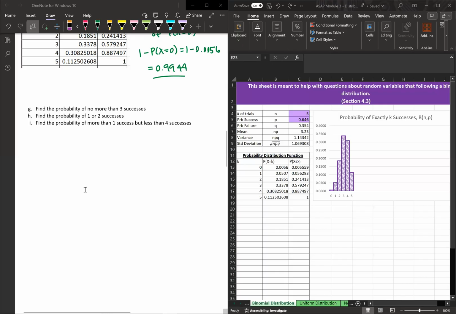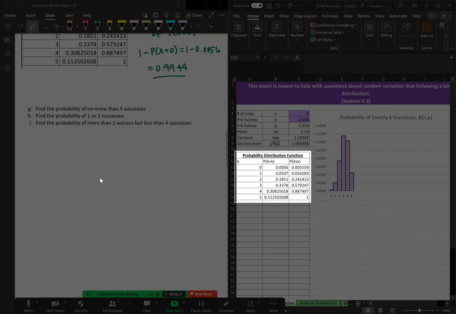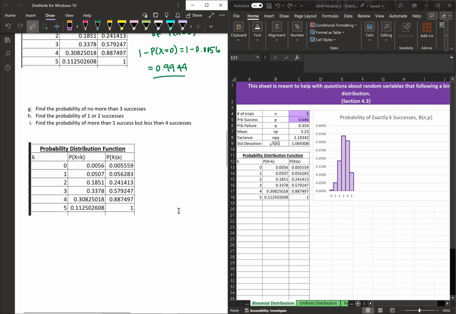Find the probability of no more than 3 successes. Okay, so maybe we can actually use this third column. So let's check out G. No more than 3 successes. The third column is telling you if you were to add up all the probabilities up to that point.